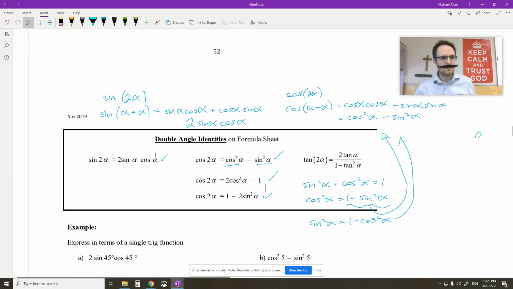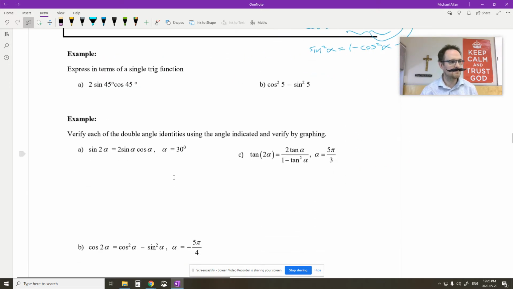The tan one works the same way as the previous one. You just have to take tan alpha plus alpha, plug it into one of the identities for that, which would be tan alpha plus tan alpha. That's where the 2 comes from. And then you get 1 minus tan alpha times tan alpha, and that's where that comes from. So that's a pretty easy one.